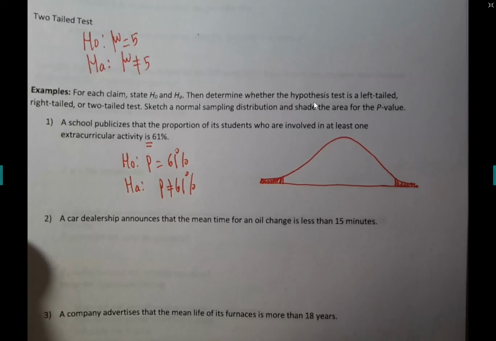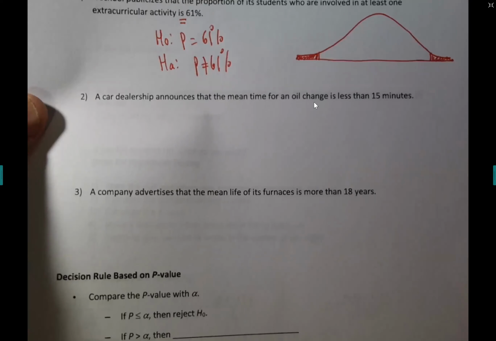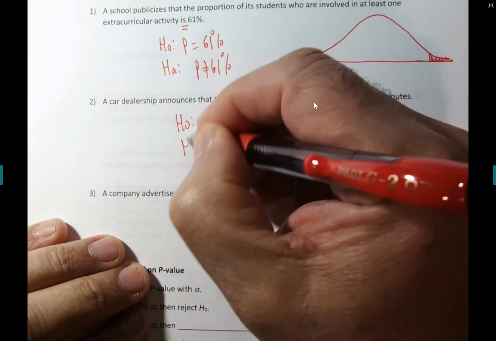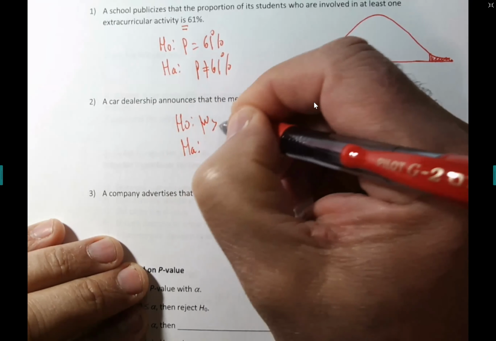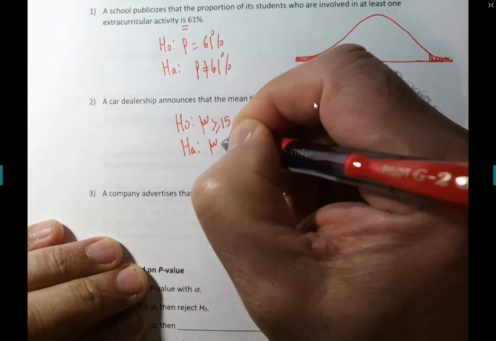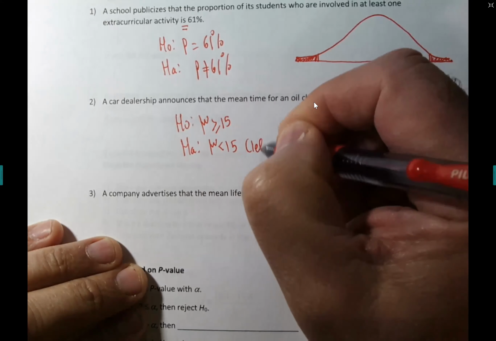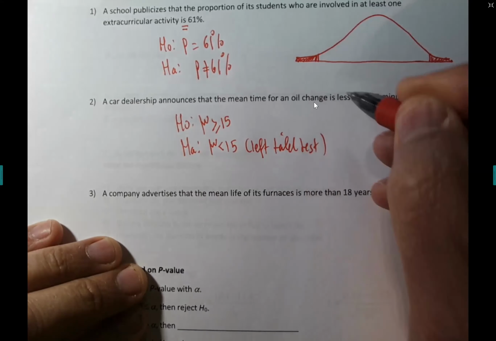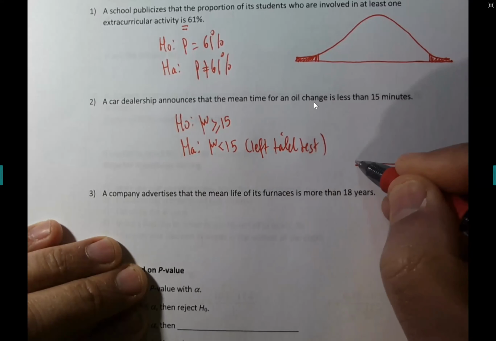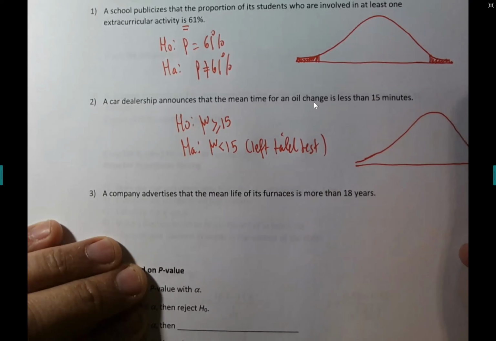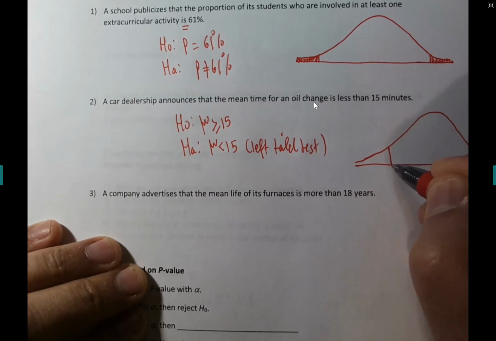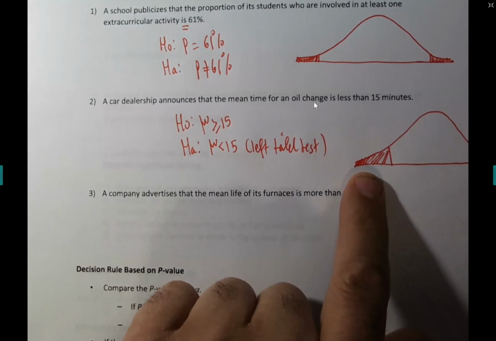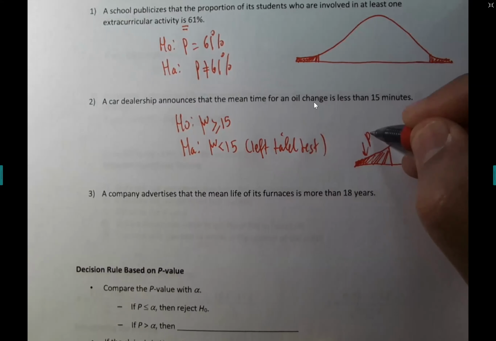Now, a car dealership announces that the mean time of an oil change is less than 15 minutes. That's a greater than or equal, less than 15. And you guys agree with me, this is a left tail test. And this is how you sketch it. If he asks you to show the p-value, it will be an area to the left because it is a left tail test. So that would be the p-value here. It's an area under the curve.